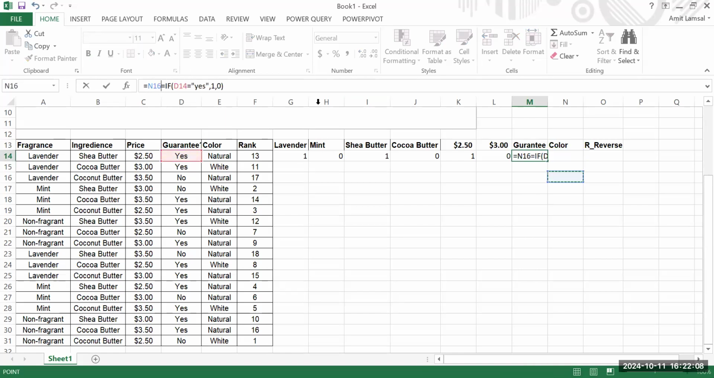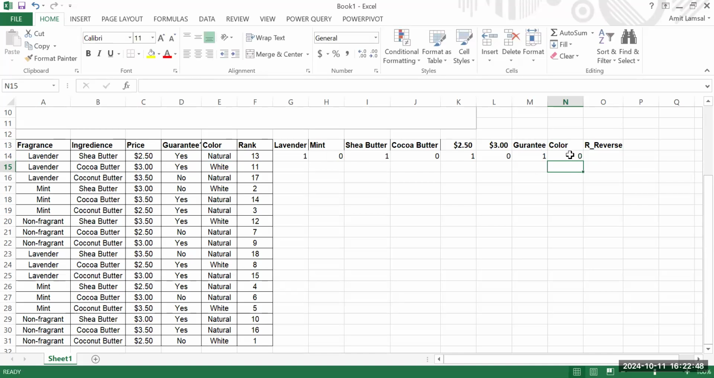Likewise, it will be same for the color as well. You just need to put it if, so here I will do different. If natural E14 is equals to comma white, then 1 comma 0, then here you can guess that the answer will be 0, because if E14 is equals to white, but the E14 we got here is natural, so the answer will be 0.